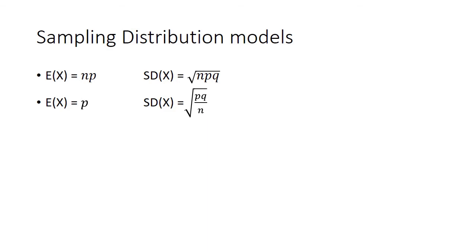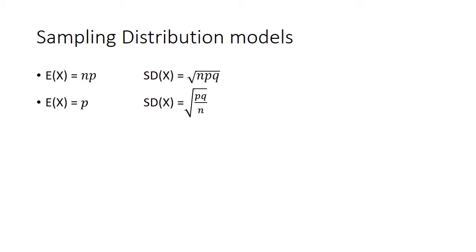Remember when we talked about sampling distribution models like 2 months ago? We had a couple different models. The first one is the counts model. This is where our expected value is the sample size times the probability, and the standard deviation is square root of NPQ. And then there was the proportions model, where our expected value is the probability, and the standard deviation is square root of PQ over N. That's what we turned into like 4 different chapters.